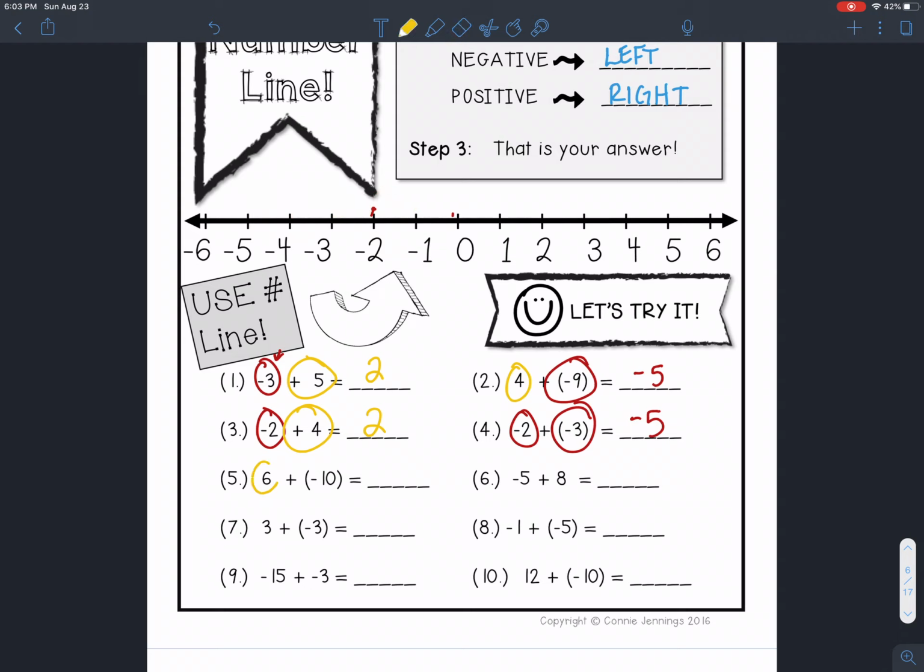We are now at +6, so we're going to start here. And instead of doing all these jumps, I'm just going to draw an arrow. You may see it like this. +6.